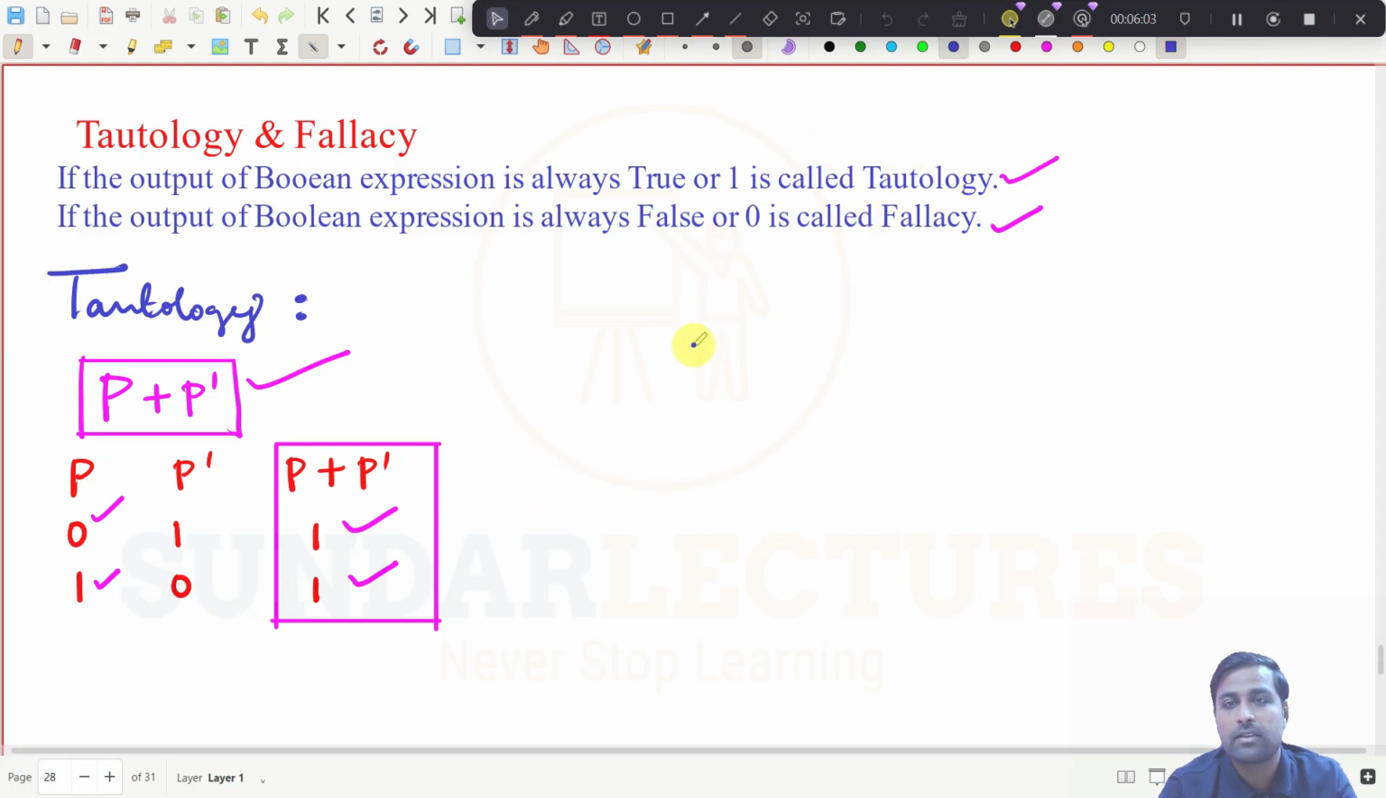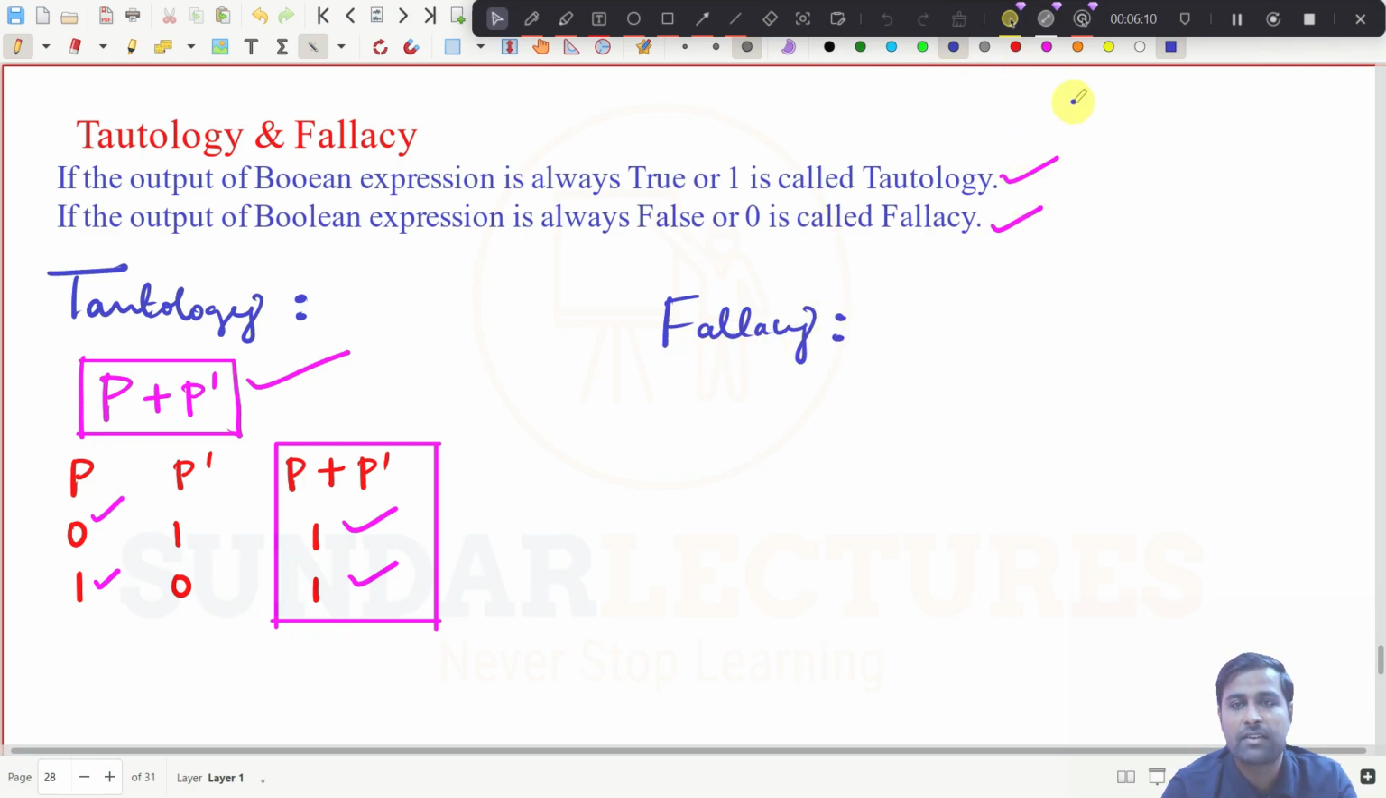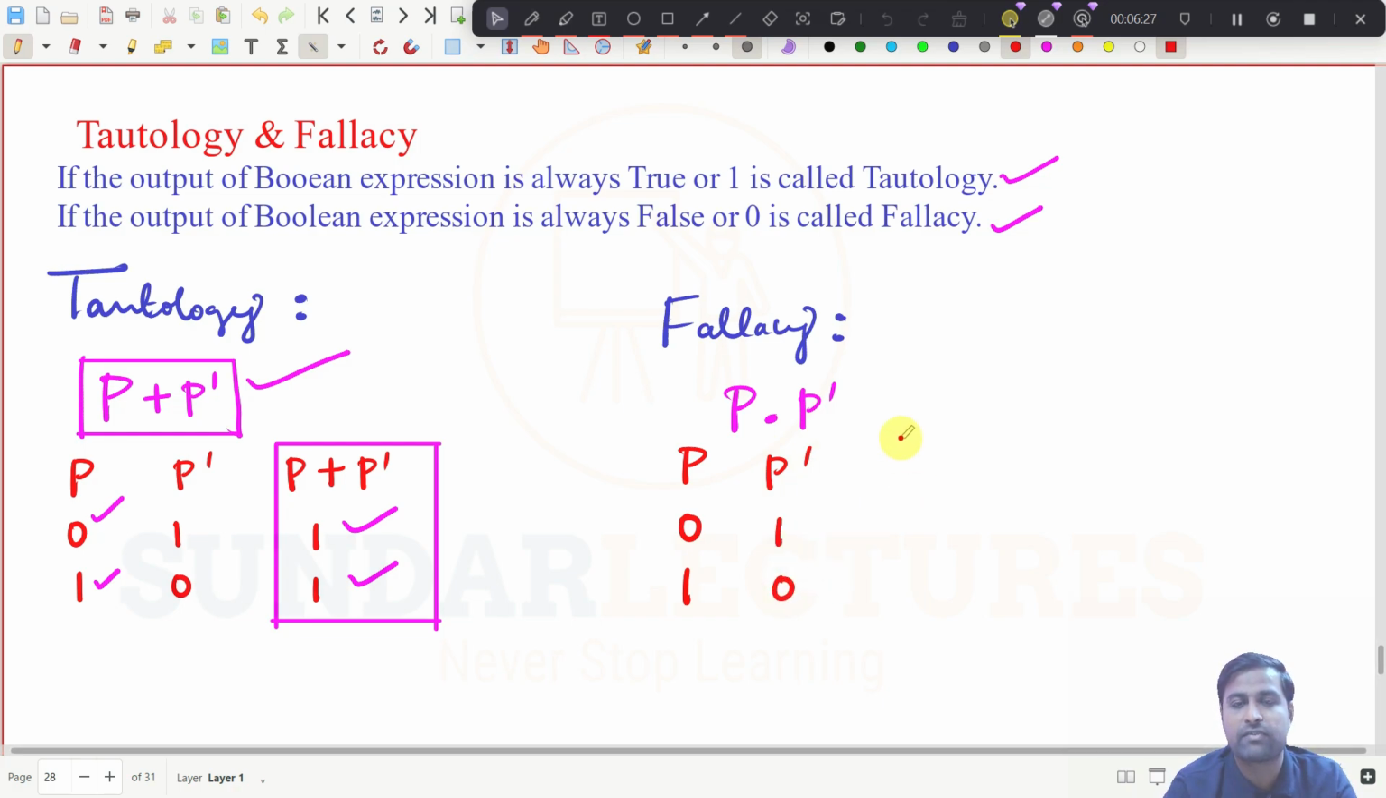The next one is a fallacy. For example, you take an expression like p dot p bar. Again, it's a single variable, so the inputs will be 0 and then 1. And if you take p bar, p bar is the complement, so this is 1 and this will be 0.